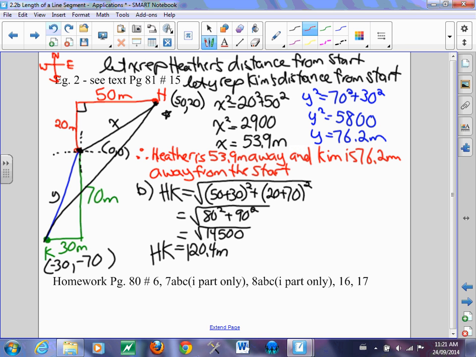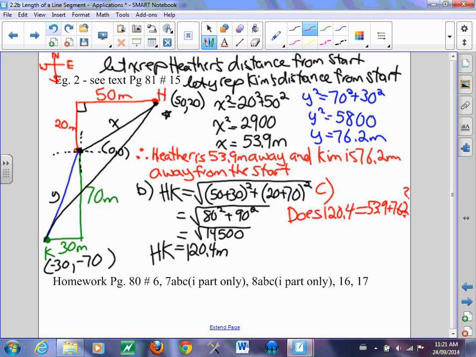Last question, folks. C says, suppose Heather and Kim look at each other. Will the start be in their direct line of path? So it doesn't look like it according to our diagram, but we didn't draw our diagram to scale. How can we prove it? Well, we can think, does the total value, 120.4, equal the sum of their two distances? So 53.9 plus 76.2. Put a question mark there.